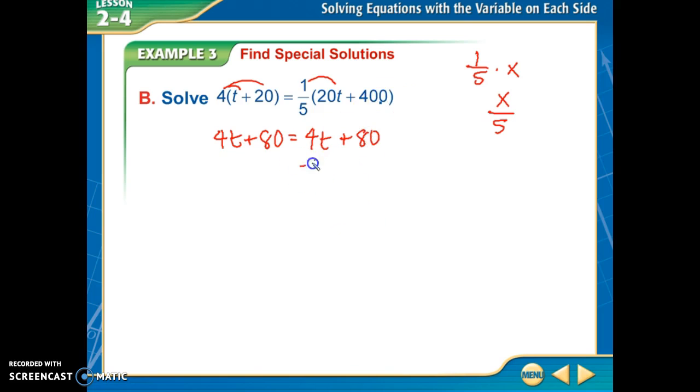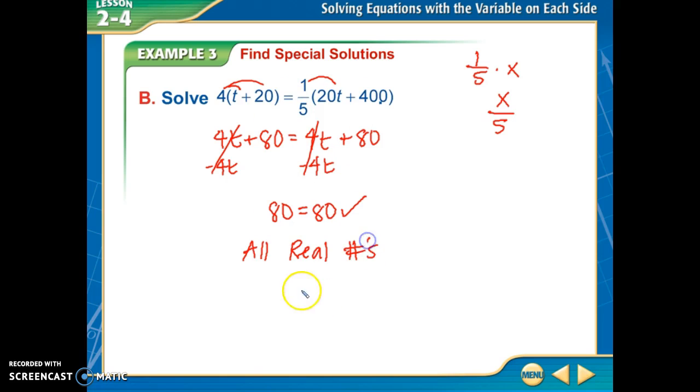Again, I want to get my t's on the same side. If I subtract 4t from both, they both cancel again, and I'm left with 80 equals 80. This time, 80 does equal 80. That's a true statement, so that means it's all real numbers, or infinitely many solutions. Every value of t that you plug in is going to make this a true statement. Our symbol for all real numbers is the double stem R.